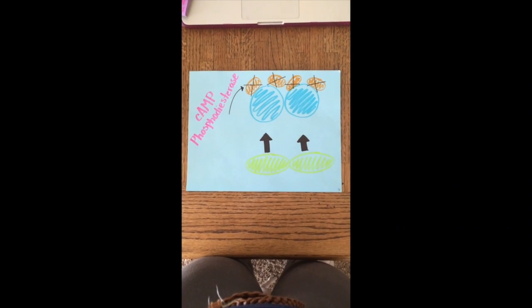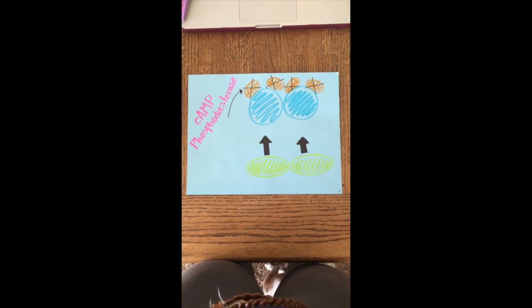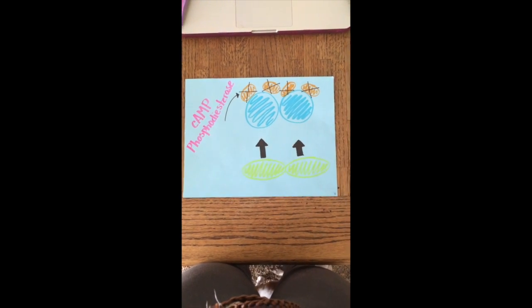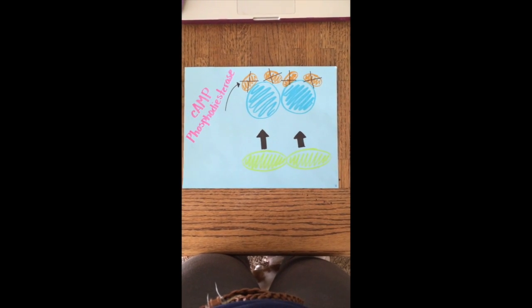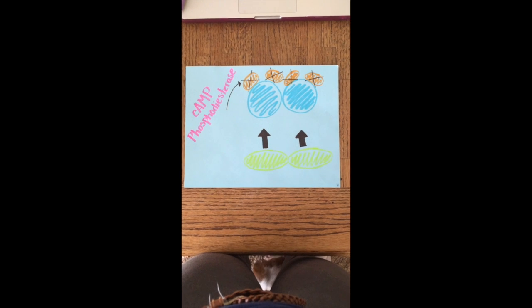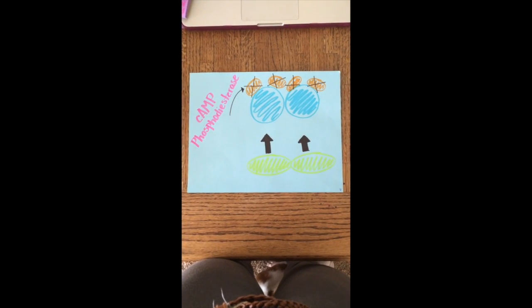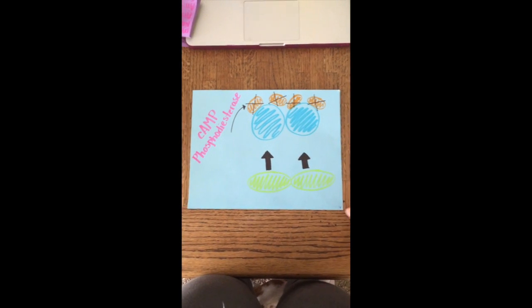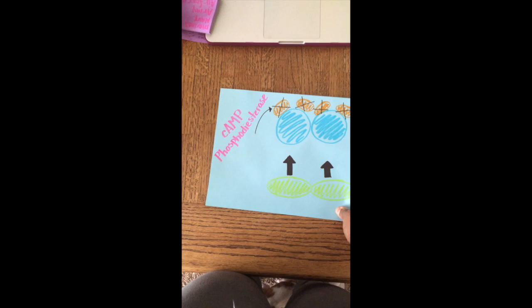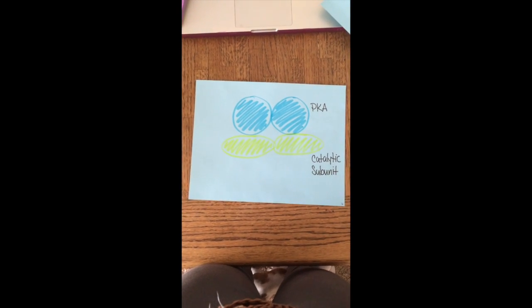For proper cell function, the cell must be able to stop the G protein signaling pathway after it has accomplished its task. To stop the signal, the cyclic AMP must be broken down using the enzyme cyclic AMP phosphodiesterase. The catalytic subunit of PKA then reassociates with the regulatory subunit.